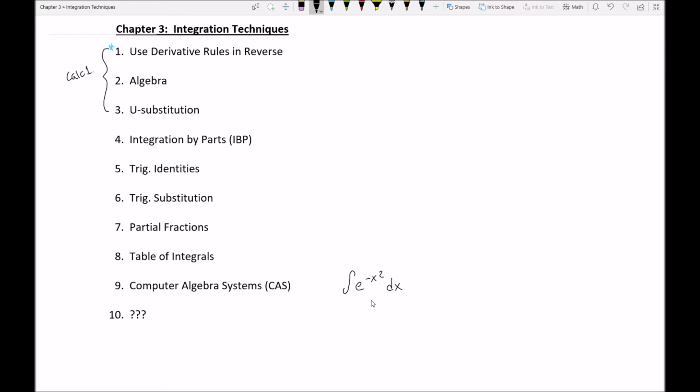And is there anything I can do to at least try to figure out an area under a curve for a function like this? And all of these ideas here are going to be helping to guide us towards this final mysterious 10th integration technique, which will take the rest of Chapter 3, Chapter 5, and Chapter 6 to develop.